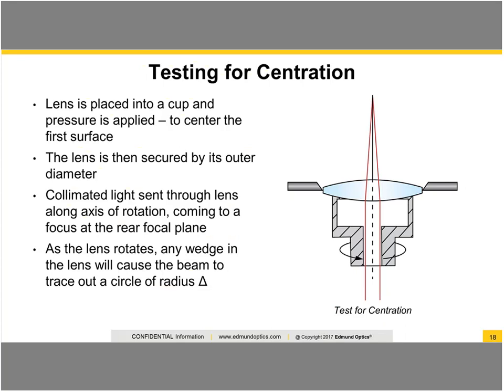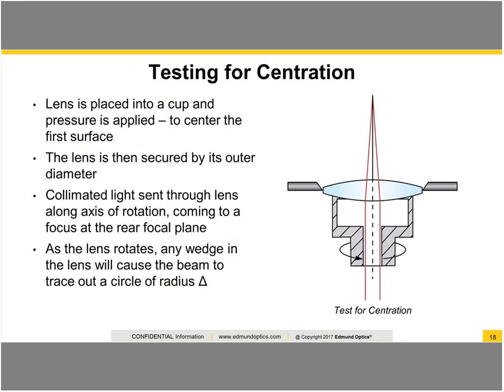How do we test for centration in a lens? So first we place the lens into a cup and apply pressure to center that lens. And then we secure it by its outer diameter to make sure that the whole system is well constrained. Collimated light is then sent through the lens, and that's rotated around a circle.